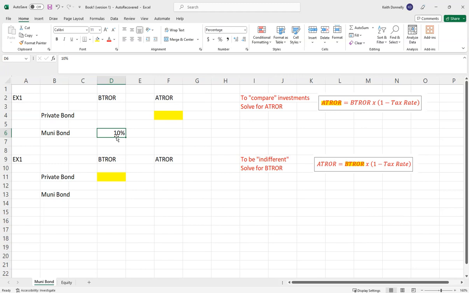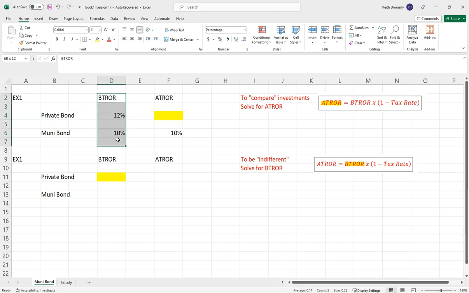Just be mechanical with these. The first thing that's always true is the before tax rate of return for a muni bond is always going to equal the after tax rate of return. They're one and the same. You don't pay tax on it, so the before tax is the after tax. In this case, let's say, and I'm just making these numbers up, that this is 12%. Originally, you may say the 12% is better and I should invest in that.